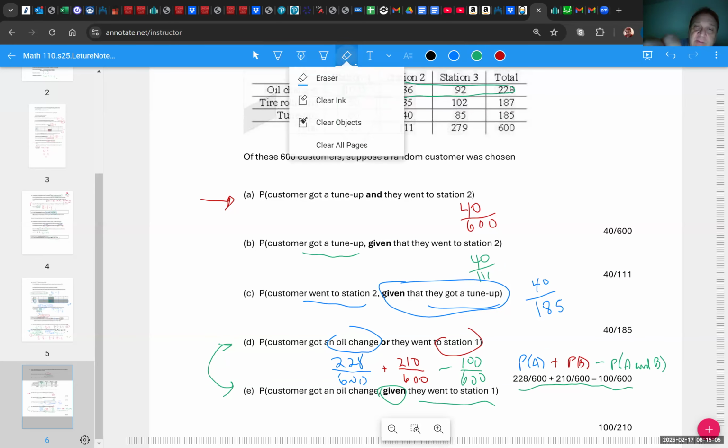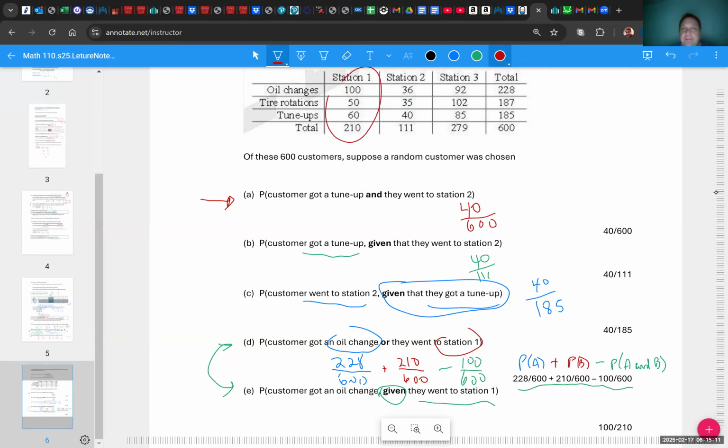So what are all the station one people? These are all the station one people, right? Oil changers, tire rotations, tune-ups at station one. There's 210 station one people. So we know, given that they went to station one, there's only 210 people that we can consider. We cannot consider any of these other people here. They didn't go to station one, period. All these people are not going to be included because they don't have the given that they went to station one.